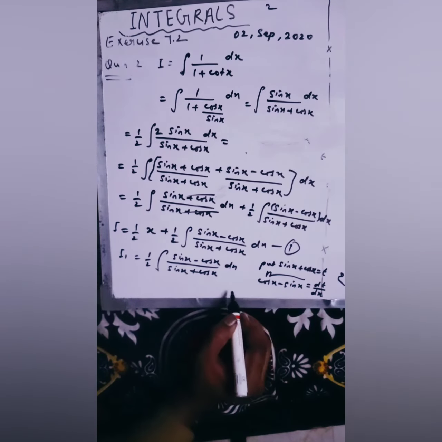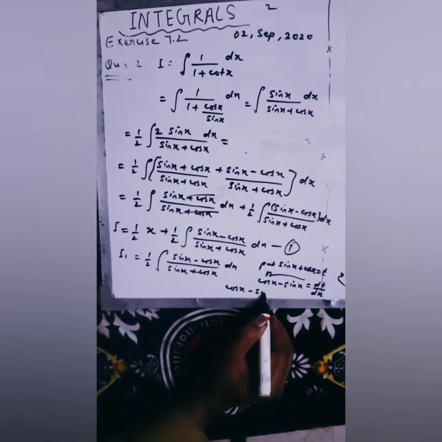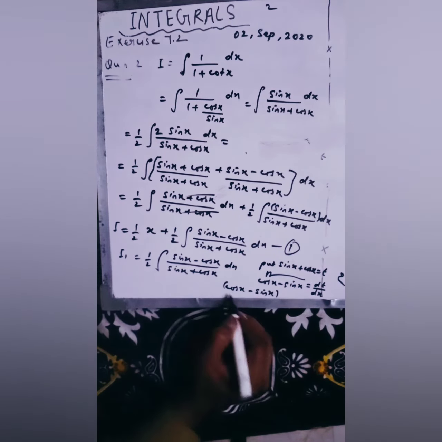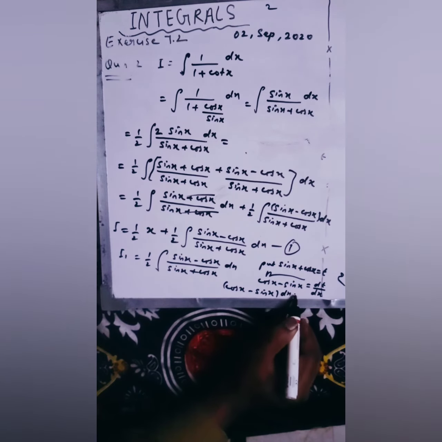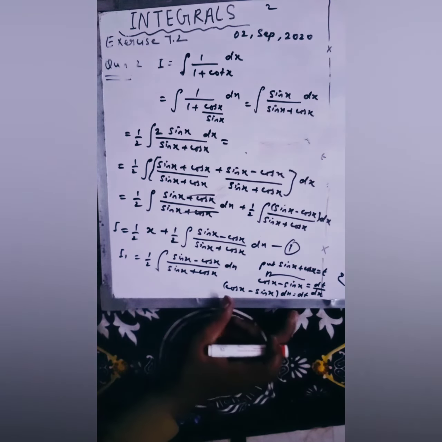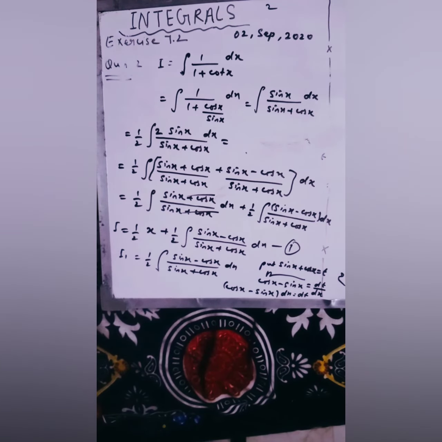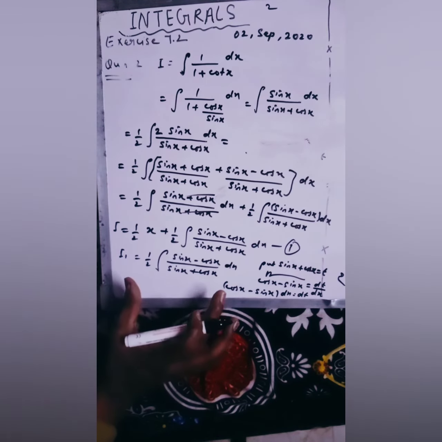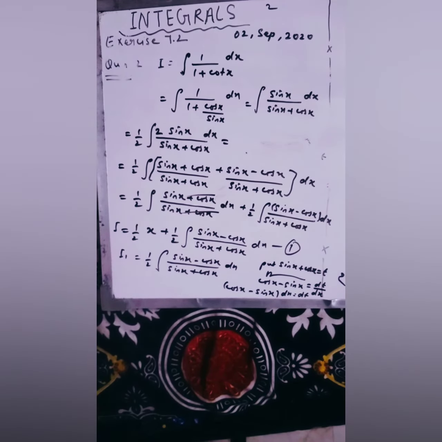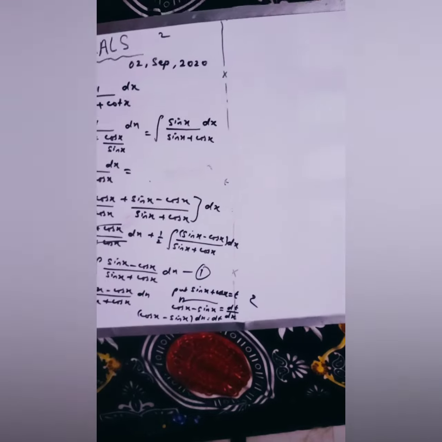Now you will get cos x minus sin x into dx, that is equal to dt. Okay, so please remember this step. Now in the next step I'm going to solve this. Just wait. Let me change the side.